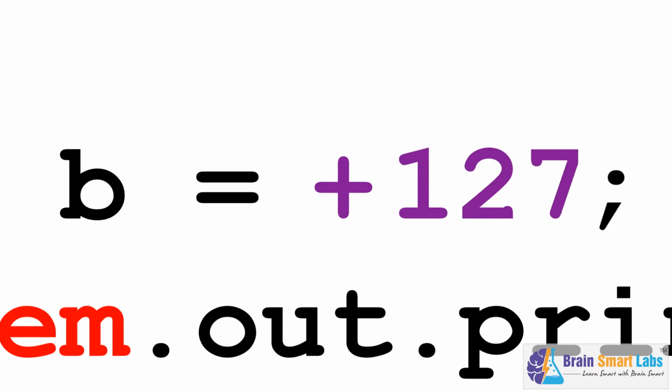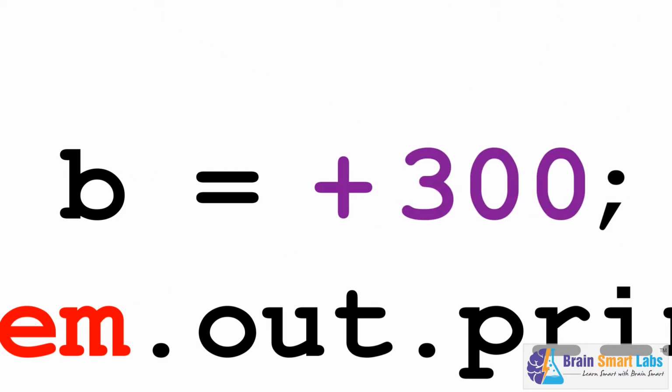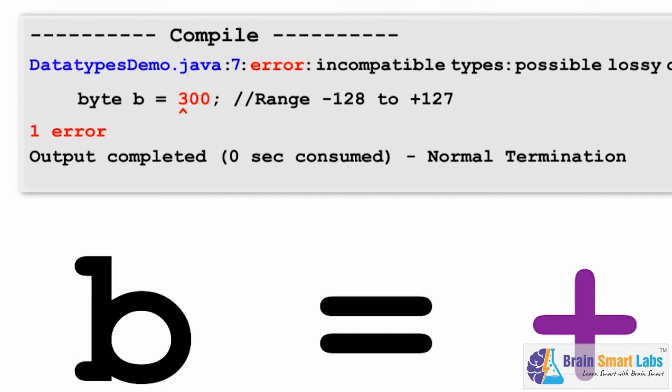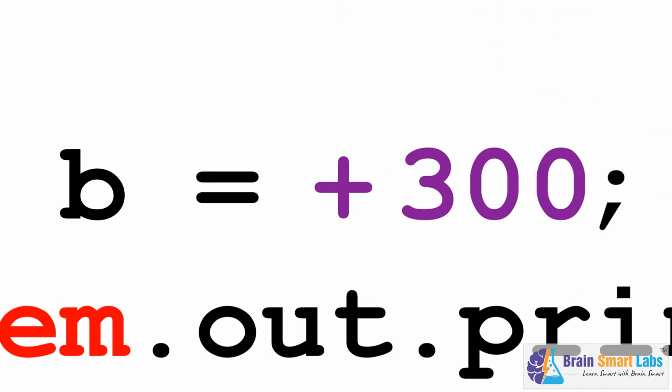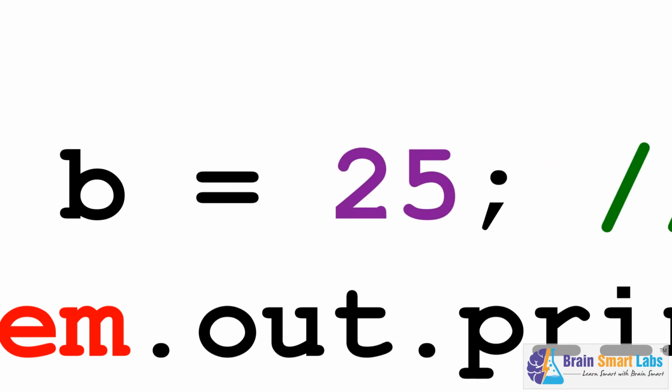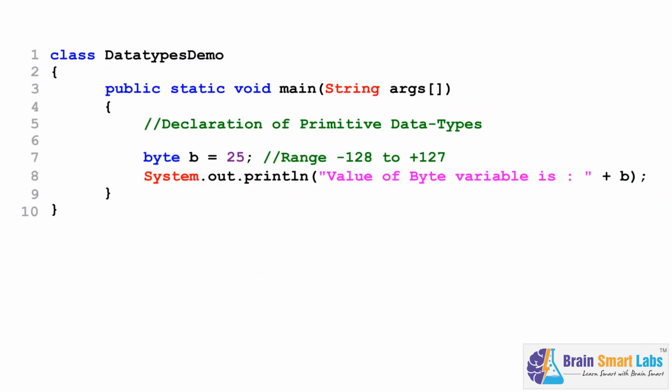Now if you cross the byte range, for example with the value 300, and then compile, we will get a compilation error named incompatible types. So it is always advised to feed values as per the range prescribed for a data type.